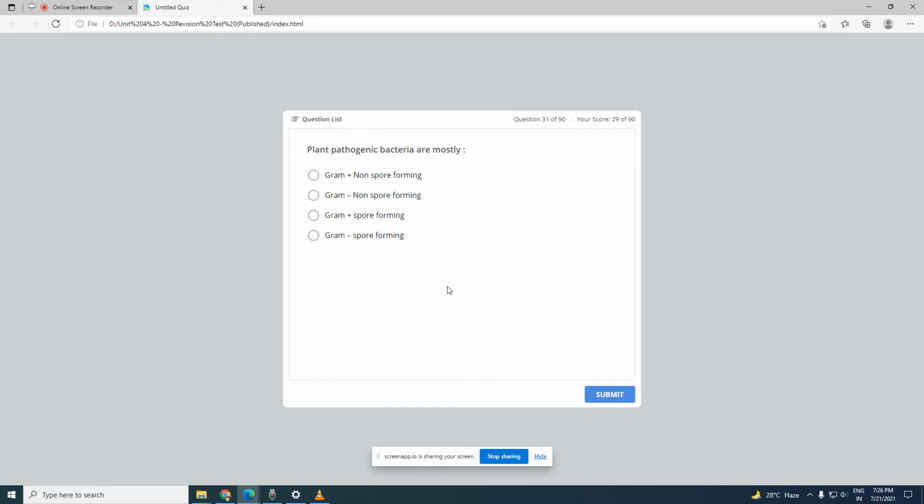Plant pathogenic bacteria are mostly found. Okay, mostly of which kind? Gram positive non-spore forming, gram negative non-spore forming, or gram positive spore forming, or gram negative spore forming. Which is the right answer? Option B is the right answer. Gram negative non-spore forming.